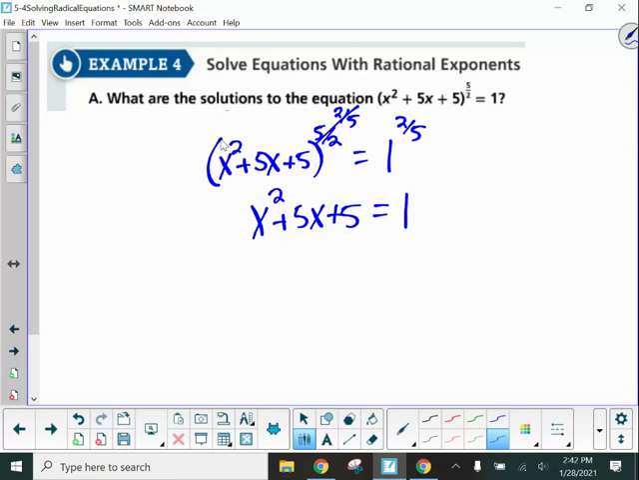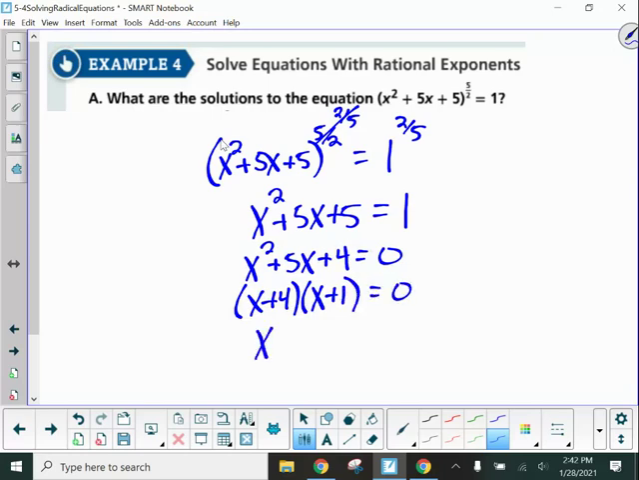Now I'm going to go through and solve this. I'm going to subtract the 1 over, get everything on one side so I can factor. This is going to factor into x plus 4 and x plus 1. And so then the two solutions I get are -4 and -1.